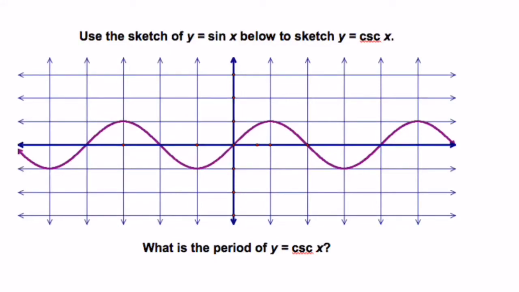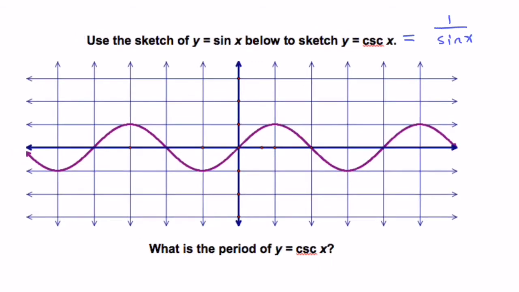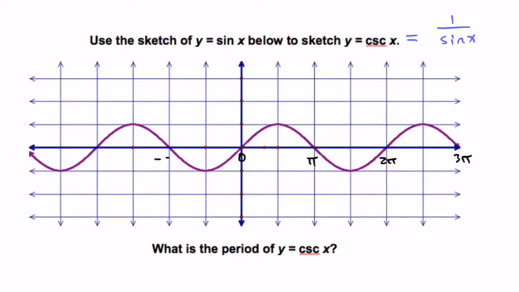To graph cosecant, I'm just going to remember that cosecant is 1 over sine, and I'm going to use the graph of sine and just graph the reciprocal like we would have in the transformations unit. So on the graph, I'm just going to label where pi is. So that's just from my knowledge of sine.